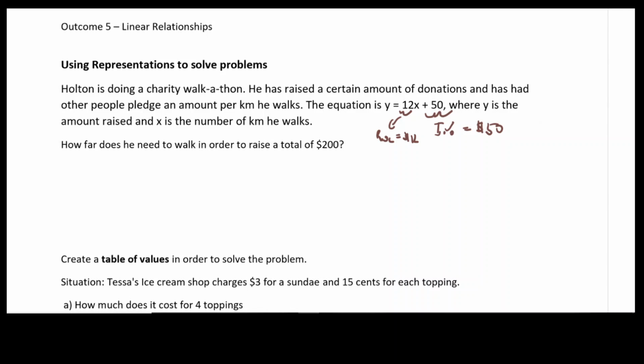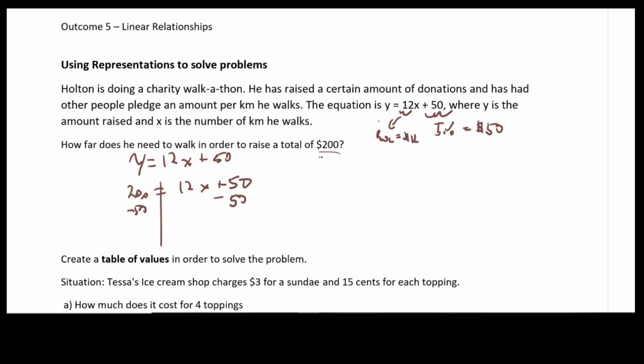How far does he need to walk in order to raise a total of 200? Well, it's an equation. 200 is one of the variables in the equation. You just got to pay attention to which one's which. y is the amount raised. 200 is an amount raised. So 200 is going to be the y value in this equation. So what we can do is replace y with 200, leave everything the same.